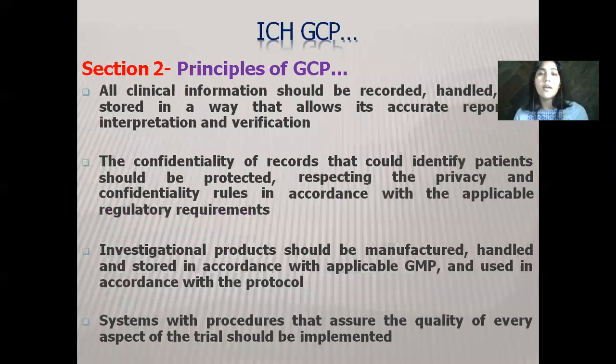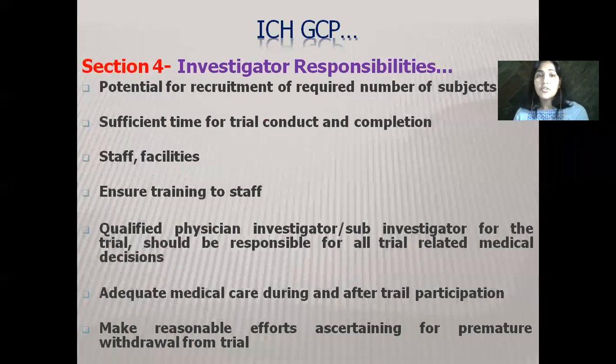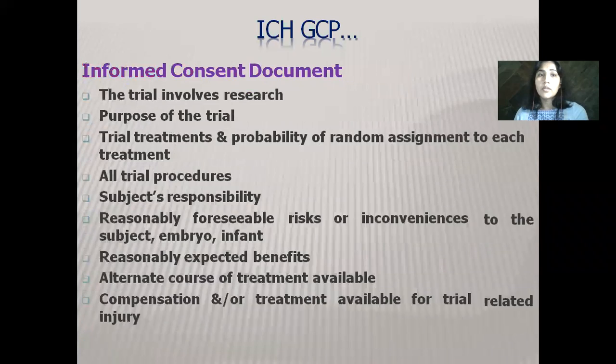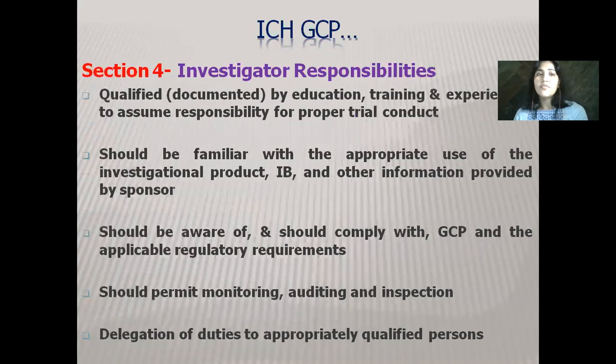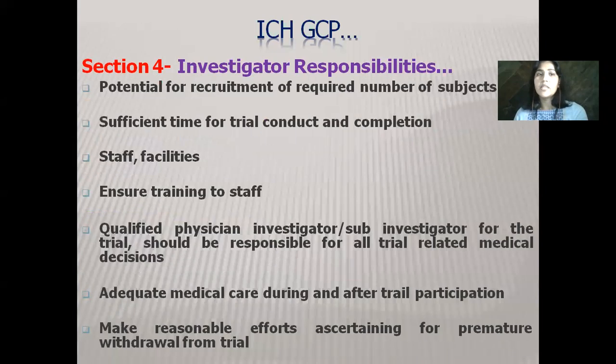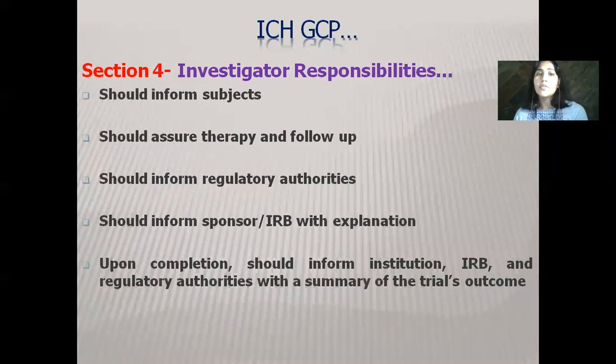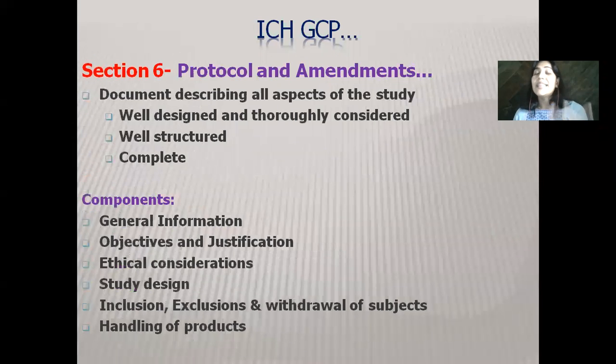Anybody can remember? Principles of GCP. Section 3 was about EC and IRB's responsibility. Section 4 is about investigators' responsibility. Section 5 is about sponsor's responsibility. And then section 6 talks about protocol and amendment. Okay. So hence they have given in detail in this particular slide or further slides, like what exactly should be there in your protocol and amendment design.